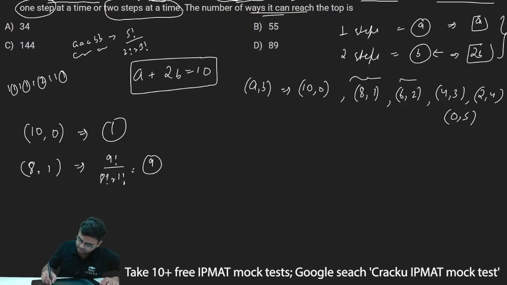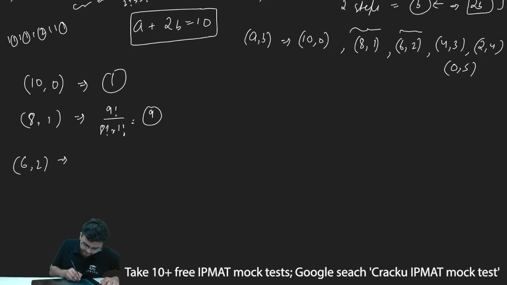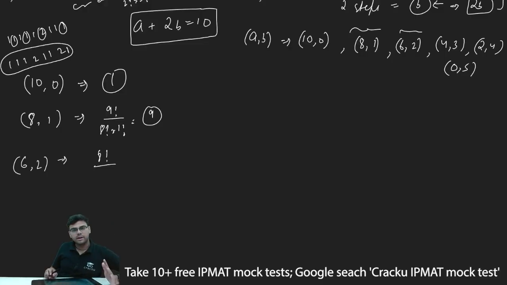Similarly, if we have 6 comma 2, it will be again 8 factorial, since it is something like 1 1 1 2 1 1 2, something like this. So there are 6 ones and 2 twos. So 8 factorial divided by 6 factorial into 2 factorial. I have to arrange these, because this 2 can come here, this 2 can come together, this 2 can be farthest apart. So there are multiple ways for it. And this is 8 factorial divided by 6 factorial into 2 factorial, which is equal to 28.